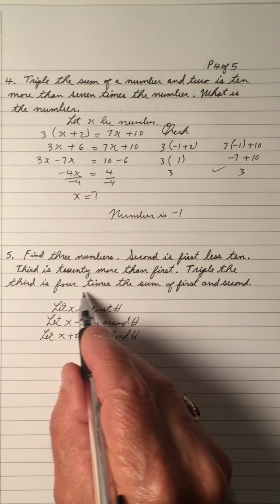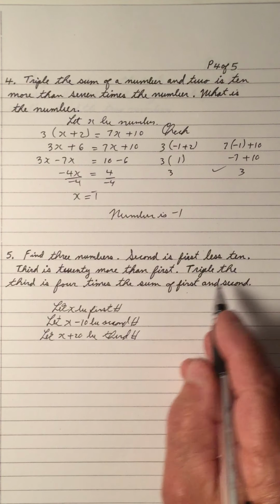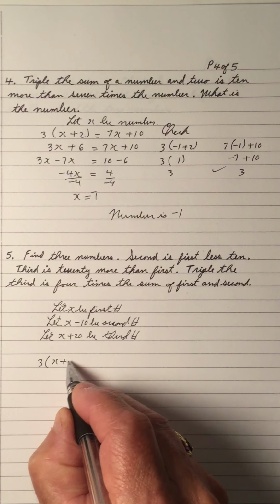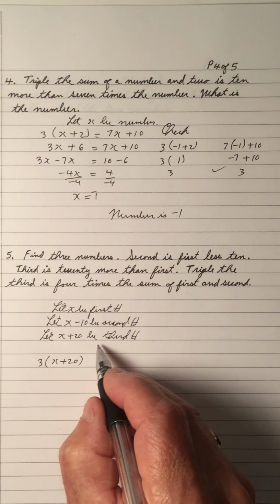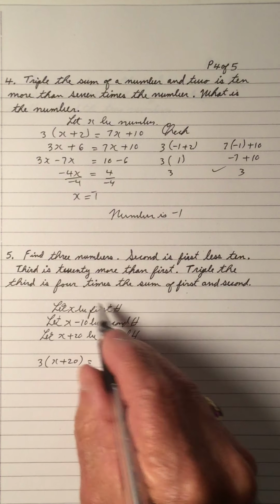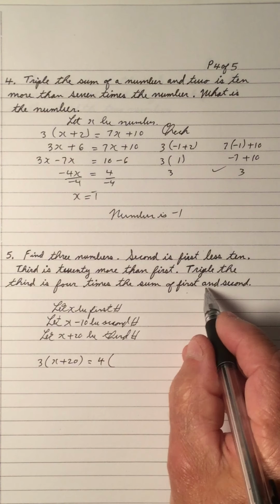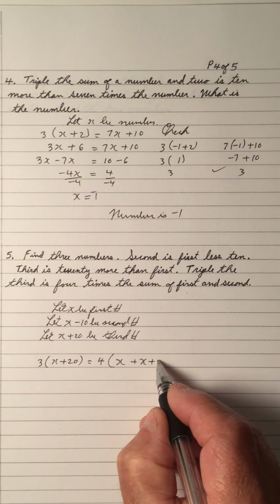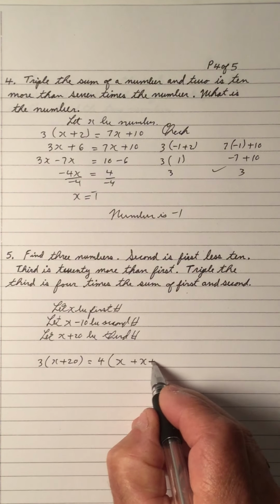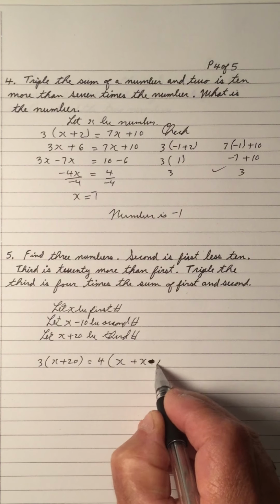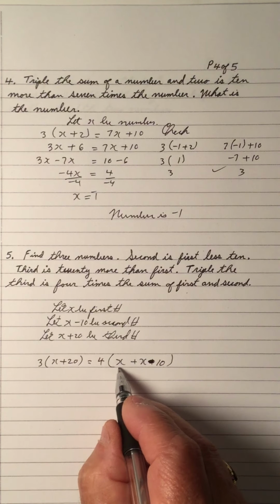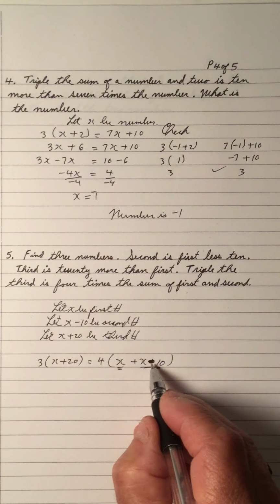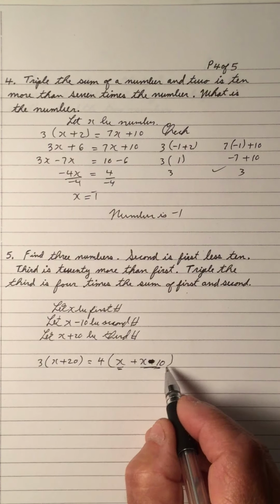Triple the third is 4 times the sum of the first and the second. So triple the third, which is x plus 20, is 4 times the sum of the first. The first is x. Add on the second, which is x minus 10. Be careful. So there's the first number. There's the second number, x minus 10, that's a minus.